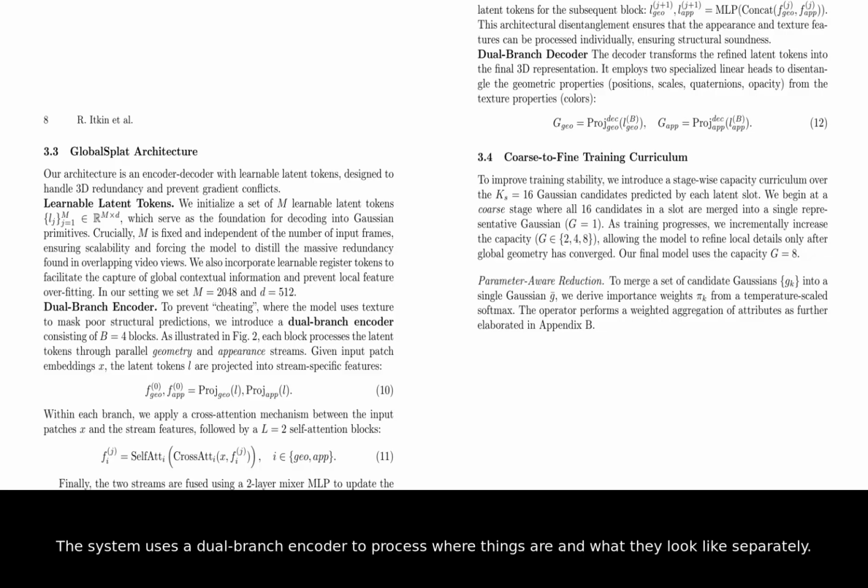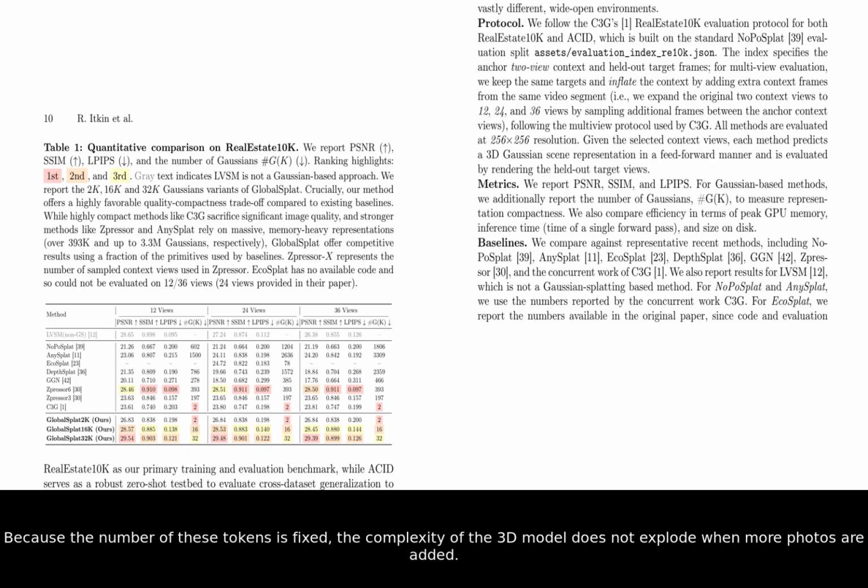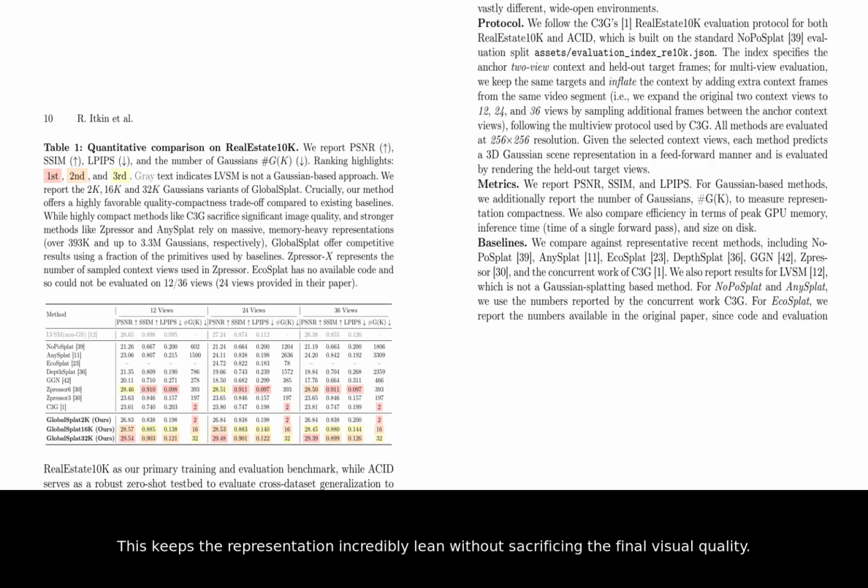The system uses a dual-branch encoder to process where things are and what they look like separately. This architectural split prevents the model from getting confused between surface textures and the actual shapes of objects. Because the number of these tokens is fixed, the complexity of the 3D model does not explode when more photos are added. This keeps the representation incredibly lean without sacrificing the final visual quality. It basically forces the computer to be smart about which details are actually important.